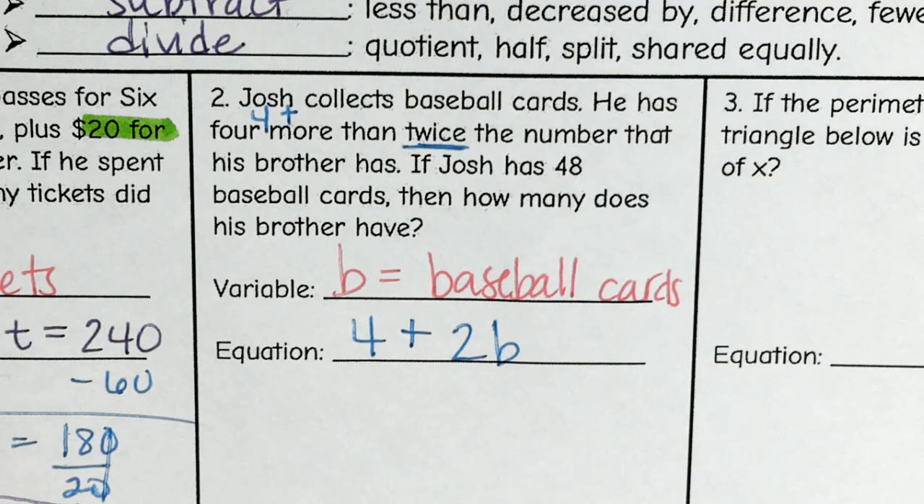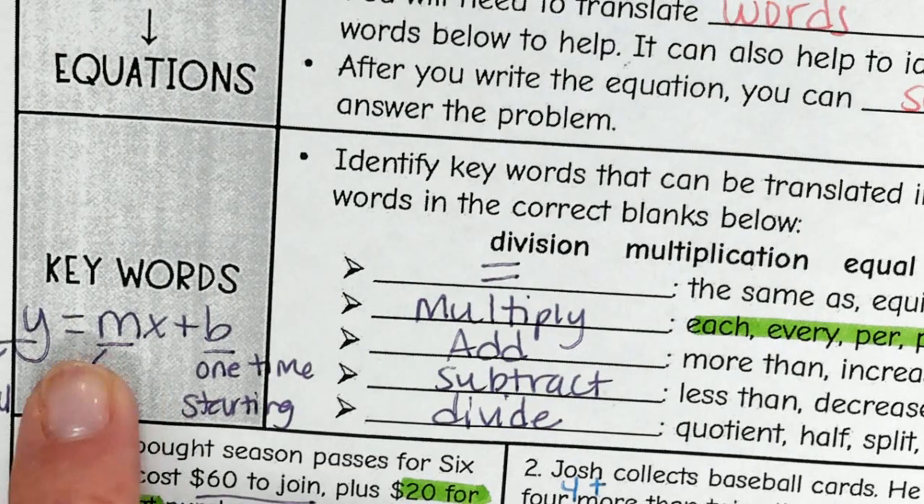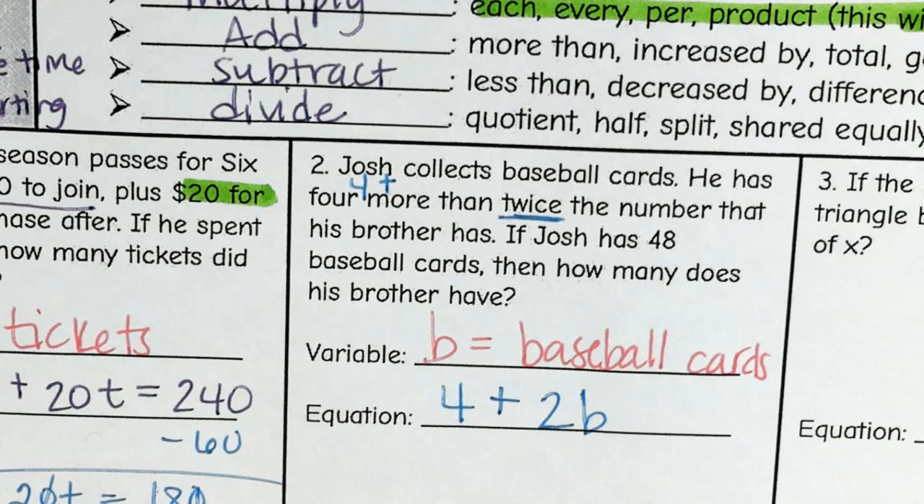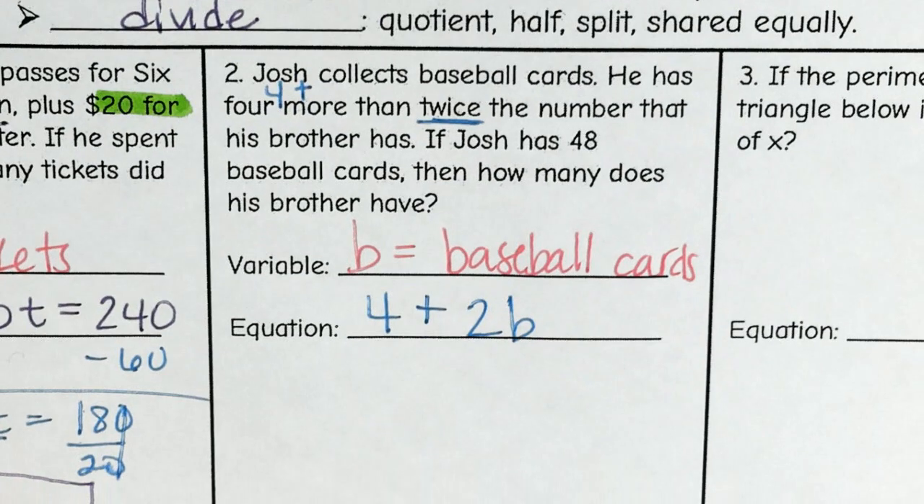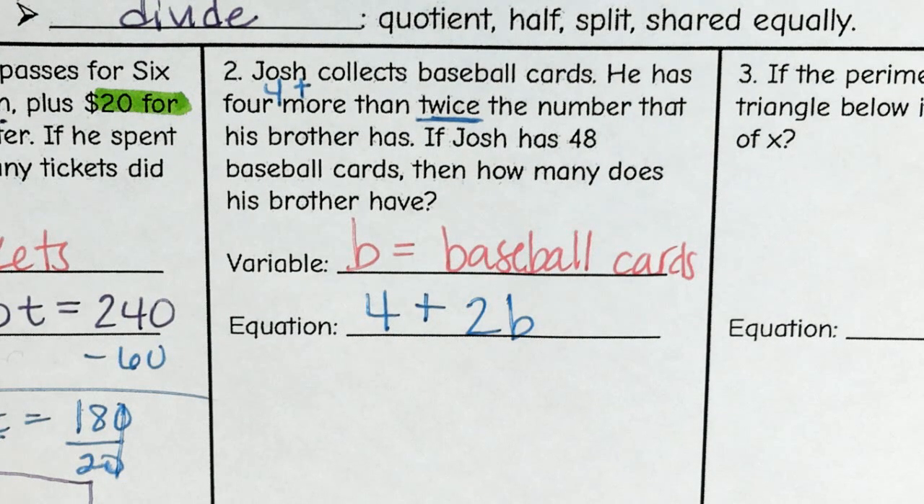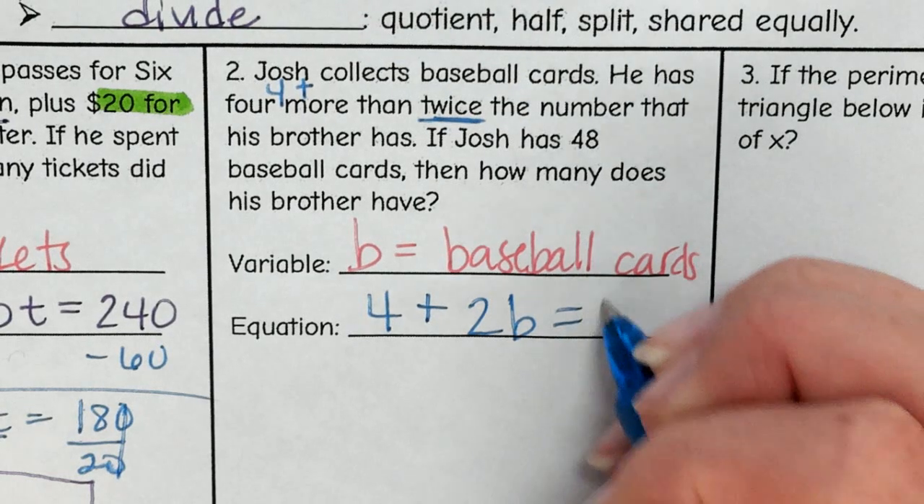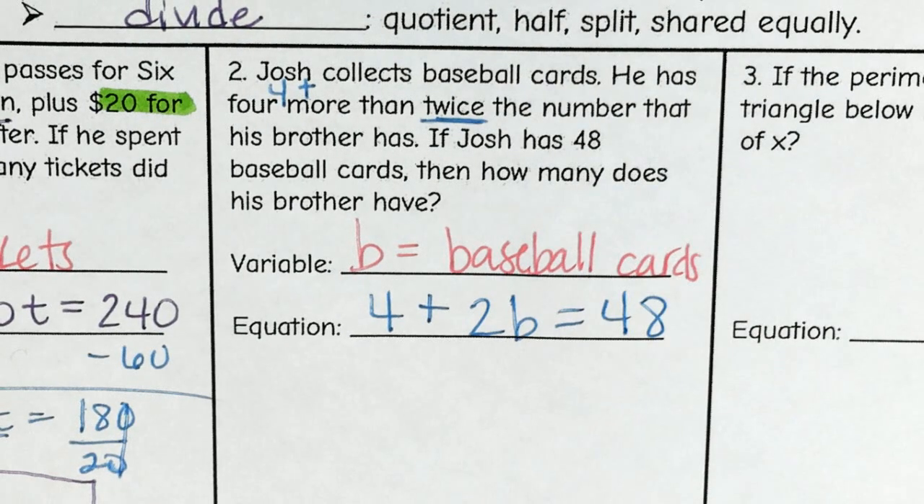Times. You're doing great. Equals 48. Very good. You were almost there. You did really good, though. That was a harder one. Very, very good. All right.